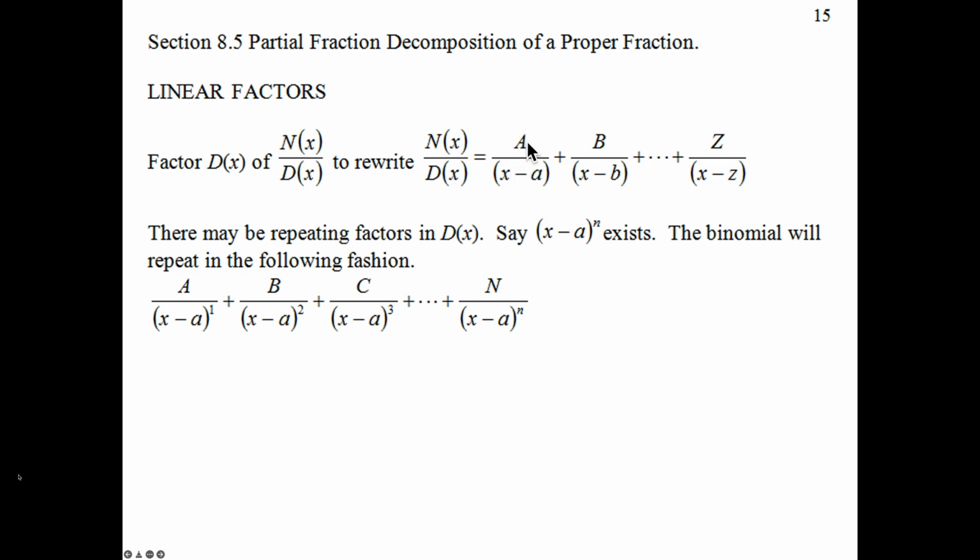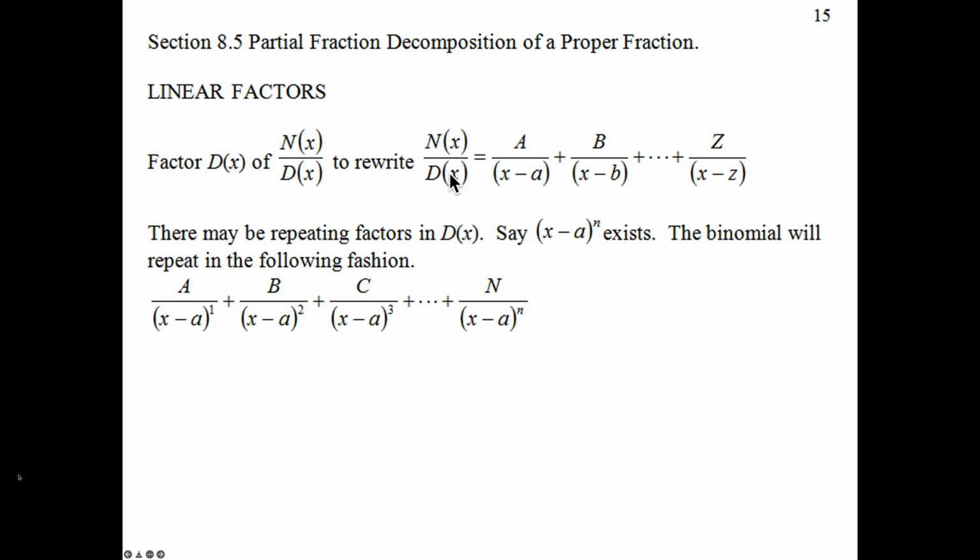So capital A represents a constant matched up with x minus little a, plus capital B, a constant over the linear factor x minus little b, and we can go all the way out to 26 letters if we want, but that would be crazy. Okay, so this is how we build what the question looked like from the answer that you were given.